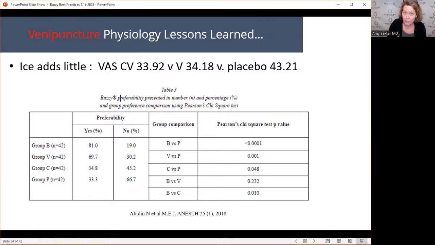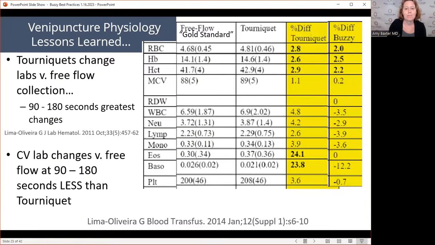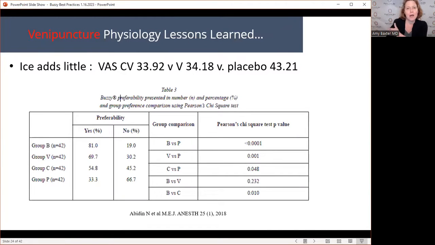In contrast, for IMs, there are only 2 studies where Buzzy hasn't been effective, and both of those were for kids younger than 4 when they didn't use the ice. So definitely the ice is very helpful for intramuscular, but for venipuncture, you can do without it.